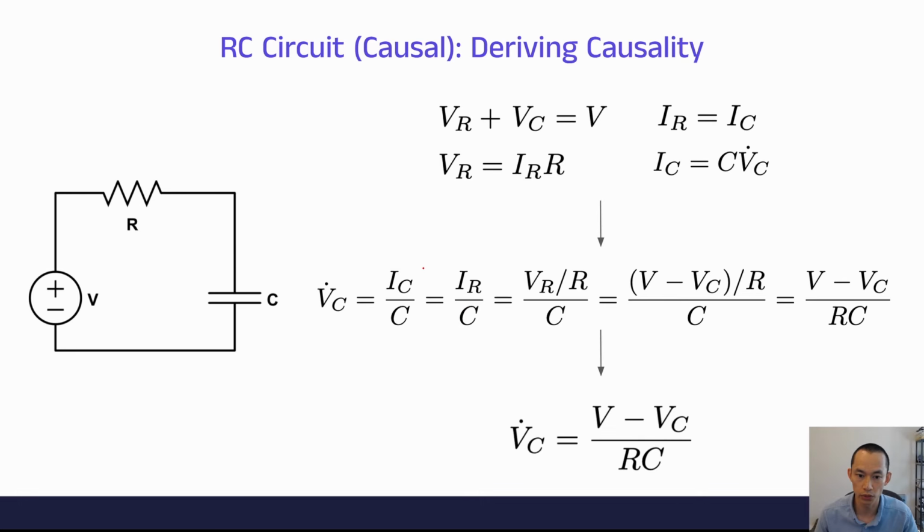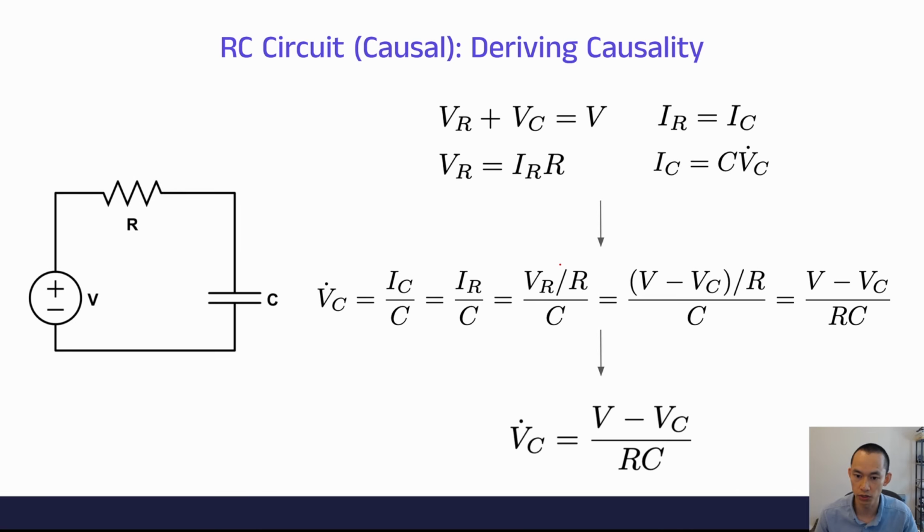Next, we want to substitute in for this value of I_C. We can substitute in I_R using this relationship, and we end up with this equation. Then we're going to substitute in for I_R. We take this equation and divide both sides by R to get that the current through the resistor is equivalent to the voltage across the resistor divided by the resistance. Doing that substitution, we end up right here.